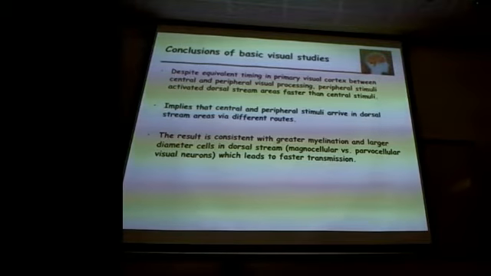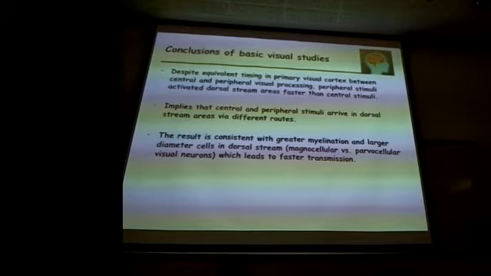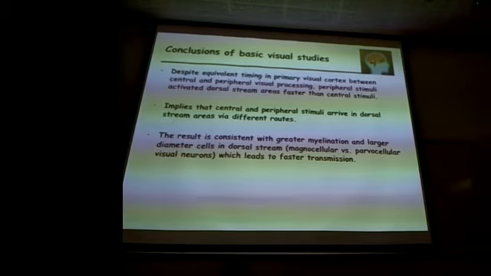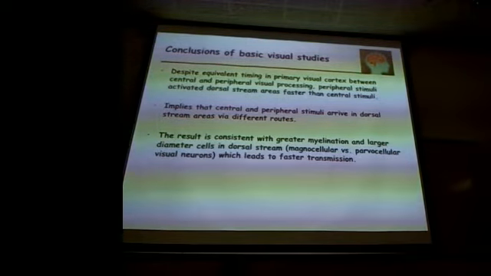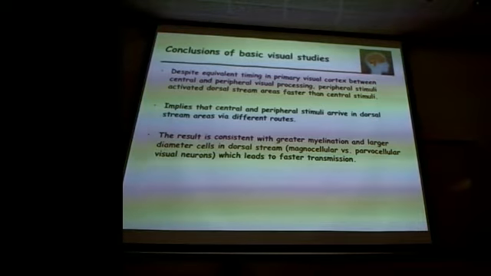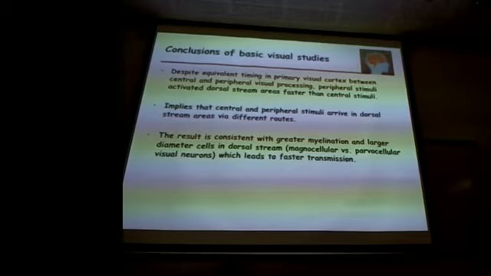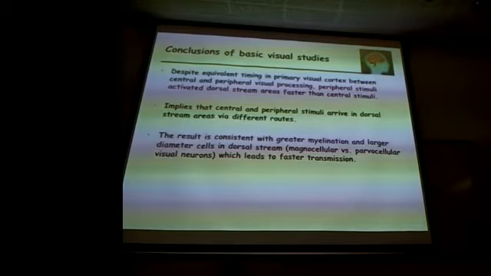So this is relevant because it really does indicate that there's a different pathway for the dorsal visual stream, and it's consistent with greater myelination and larger diameter cells in the dorsal stream, which has been shown in previous studies.